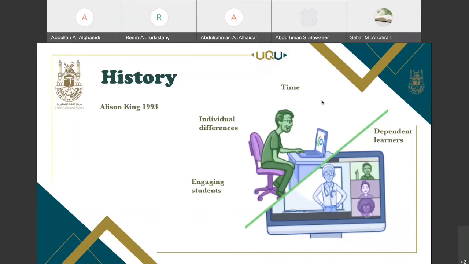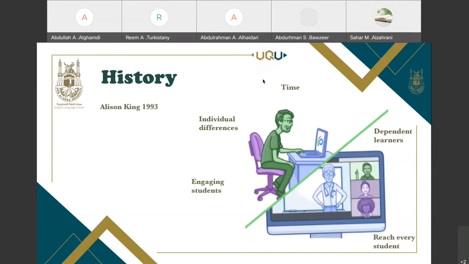Okay, it's just like spoon feeding. So we need to overcome the idea of dependent learners. We need to make students feel somehow responsible. It's his duty to be an independent learner, and to move towards autonomy.